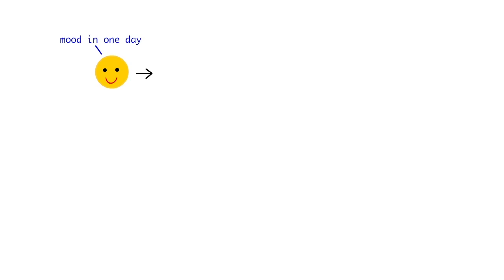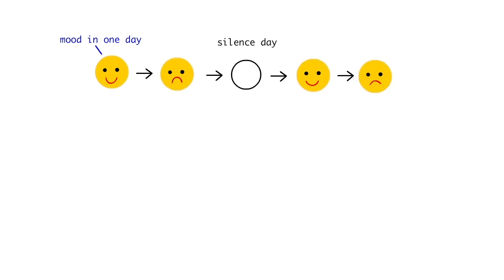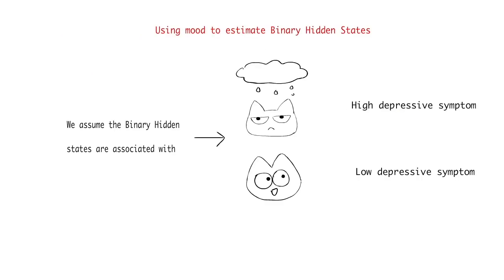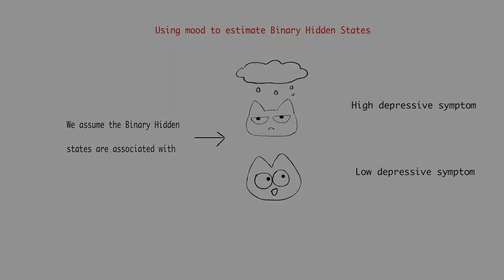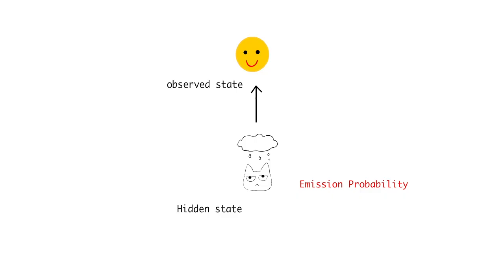We use a mood representation with the time window of 1 day as input for the hidden Markov chain model. We set the model to estimate a corresponding binary hidden state for each day. We assume one of the hidden states represents high depressive symptoms and the other one represents low depressive symptoms. But how do we know which is which? The emission probability from the hidden states tells us how likely a hidden state emits an observed state. This is the emission probability of our model.